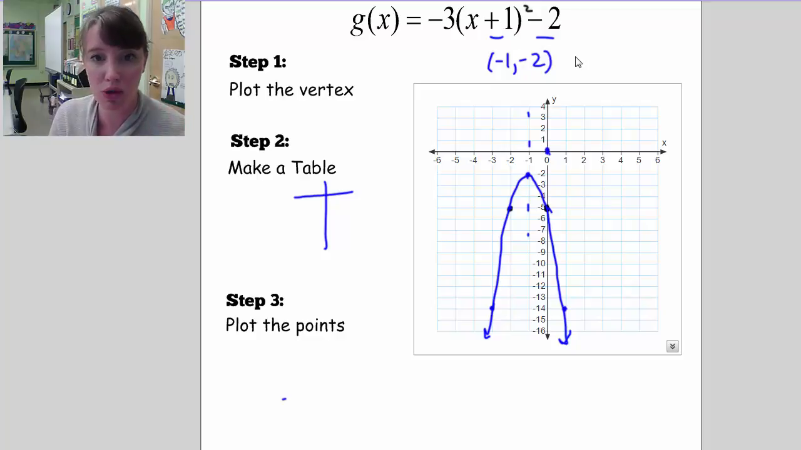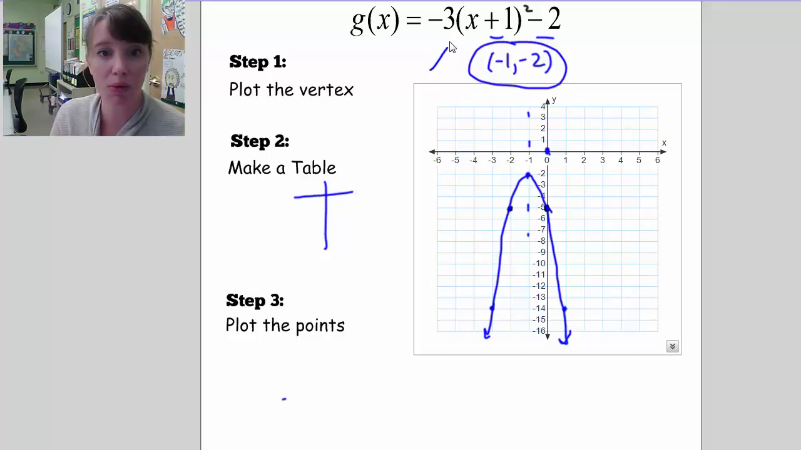Now you'll see that all these transformations have been combined. This is a vertical and horizontal shift, along with a reflection, which is this negative, along with the bowl being narrowed. Okay, and that's exactly how you plot these transformations.